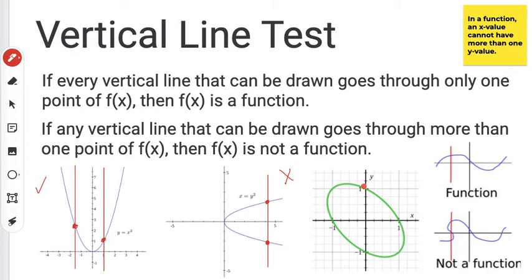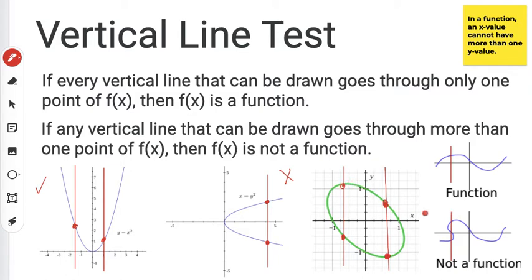So what do you think about this green oval over here? Would this oval be a function? If so, why? And if not, why isn't it a function? Well, if we draw a vertical line anywhere, it's only going to go through 2 points, right? It goes through this point right here, and it goes through this point right here. And if you were to draw a line over here, that's vertical, it would go through 2 points as well.